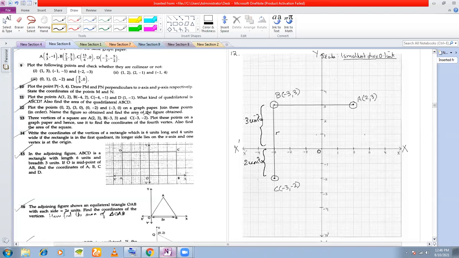So what is this total length here? 5 units. You agree with me? The entire length of BC is 5 units. You agree, all of you? Good. Now, since this length is 3 units, from A you draw a perpendicular on this. So this becomes your 3 units, right?